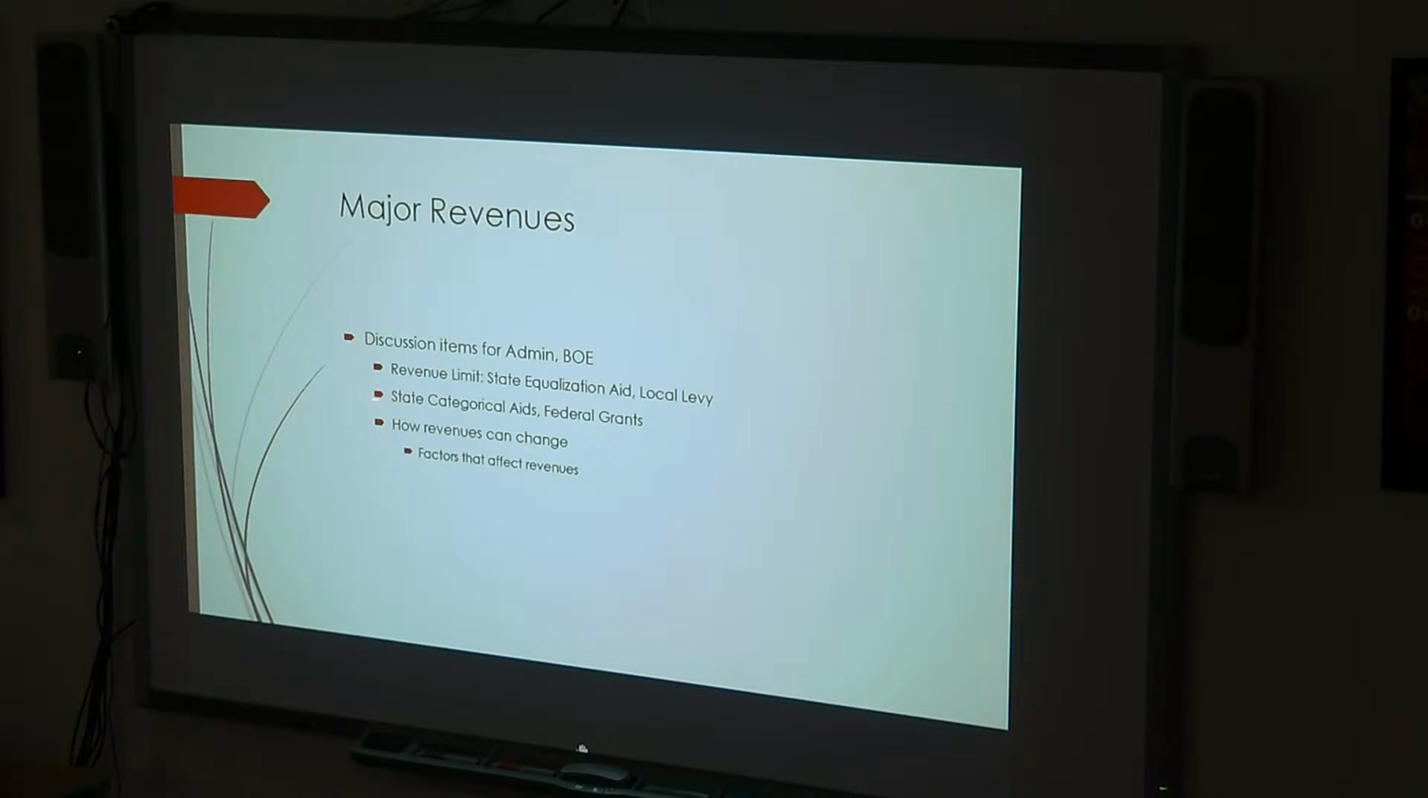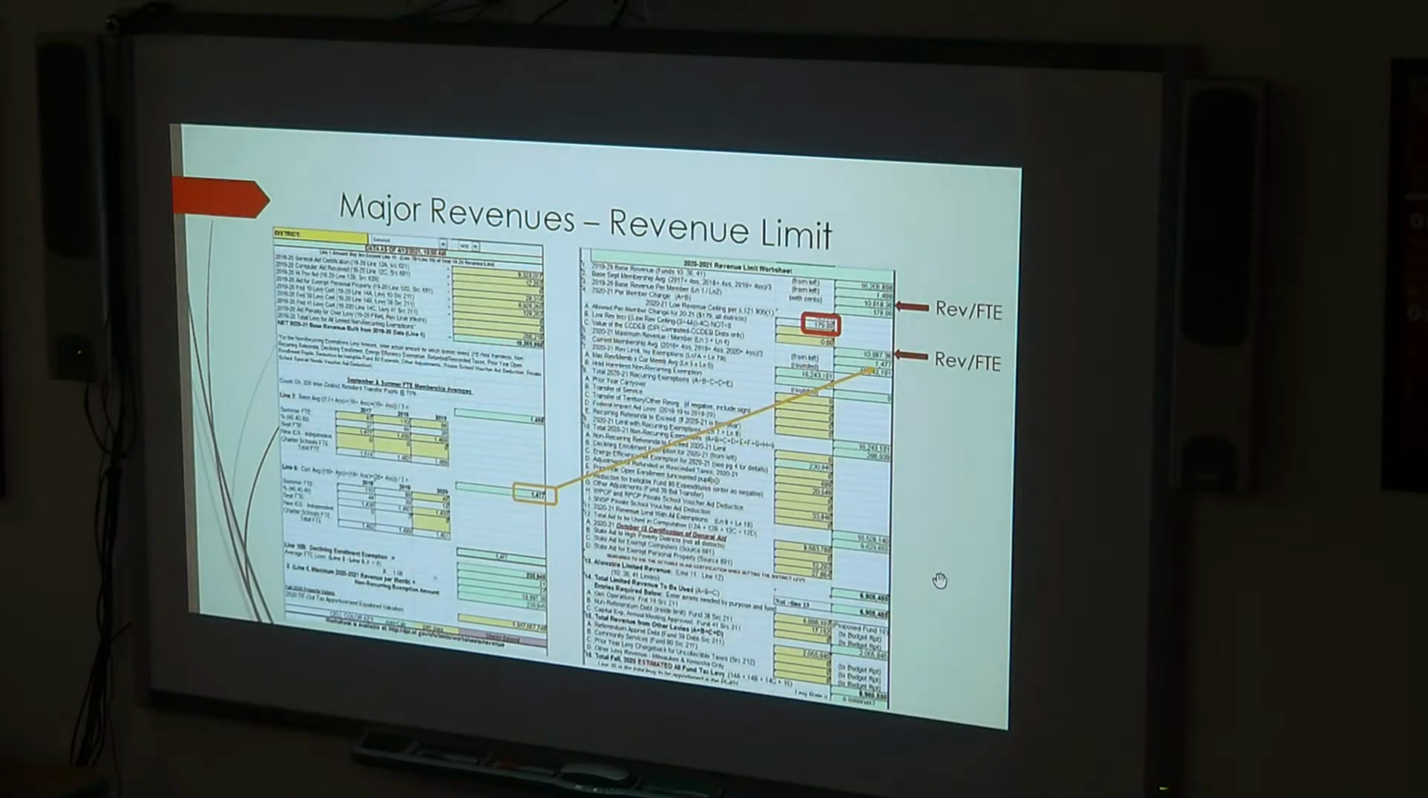Some of the other revenues, categorical aids outside of the revenue limit, federal grants, like the titles, or flow through for special ed, also outside of the revenue limit. And then factors that affect revenues. I include this not so that you try to rack your brain and figure out exactly how all this works. I know it appears very confusing just to glance at.